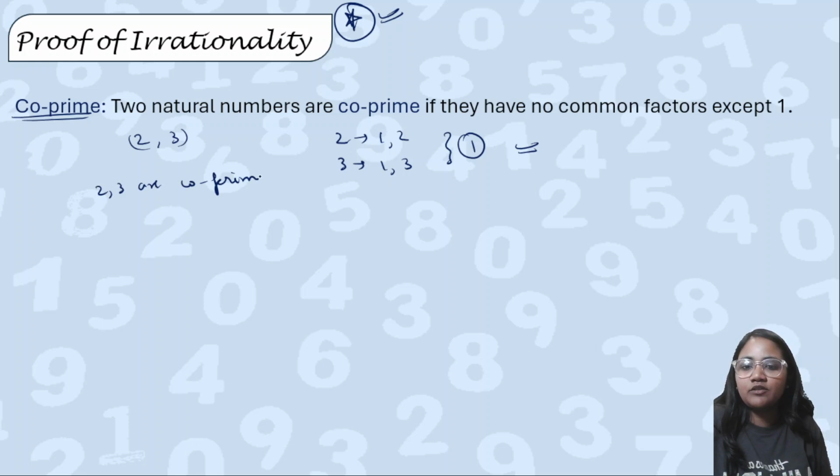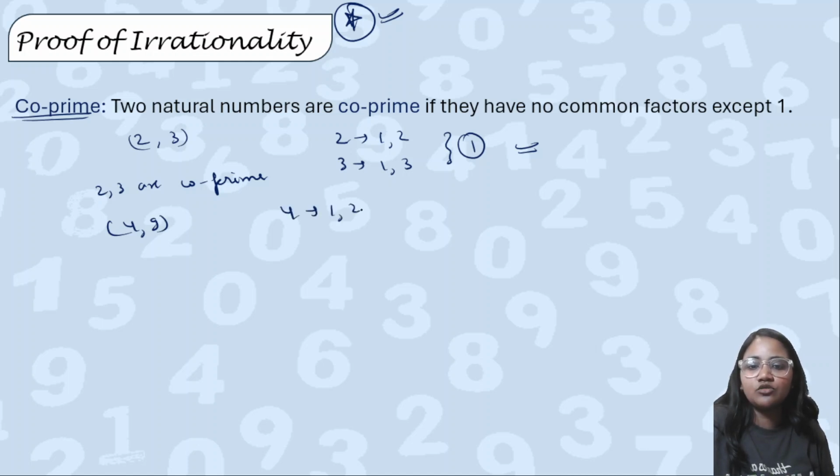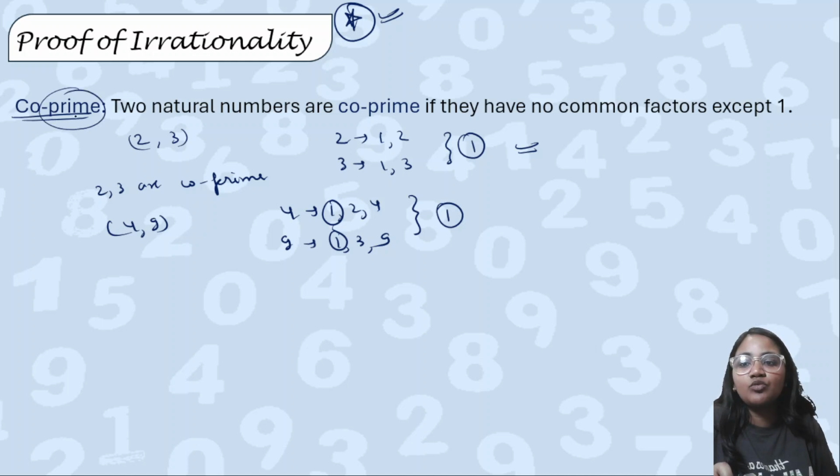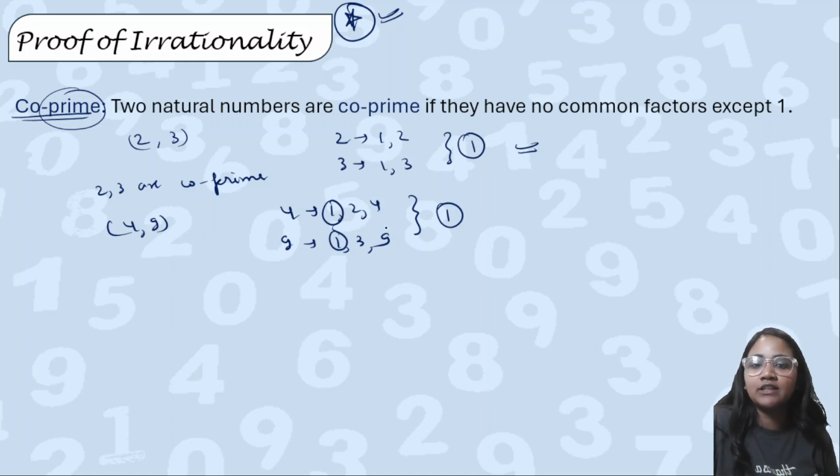Okay, in a similar way, is 4 and 9 co-prime? If I see, 4 has how many factors? Let's write 1, 2 and 4. 9 has how many factors? 1, 3 and 9. The common factor is 1, right? They are co-prime. We have prime in this word, but it doesn't necessarily mean that the two natural numbers we are taking must be prime. Like here you can see 4 and 9 are not prime numbers, because they have more than two factors. They're composite numbers, right? But they are co-prime numbers. 4 and 9 are co-prime.